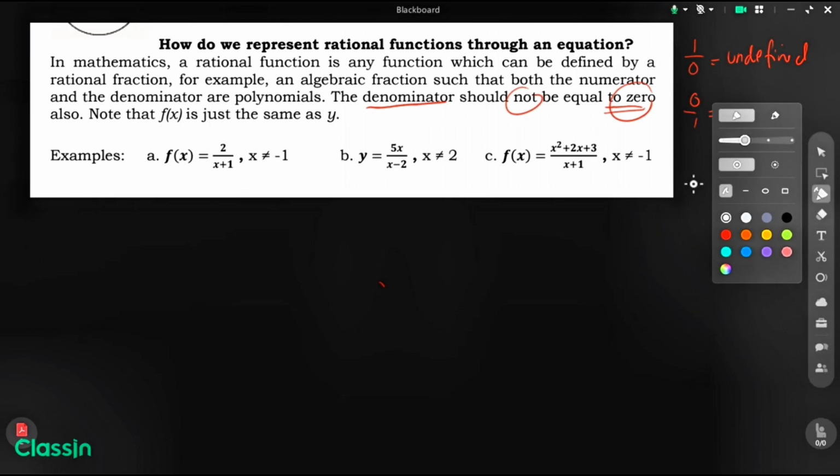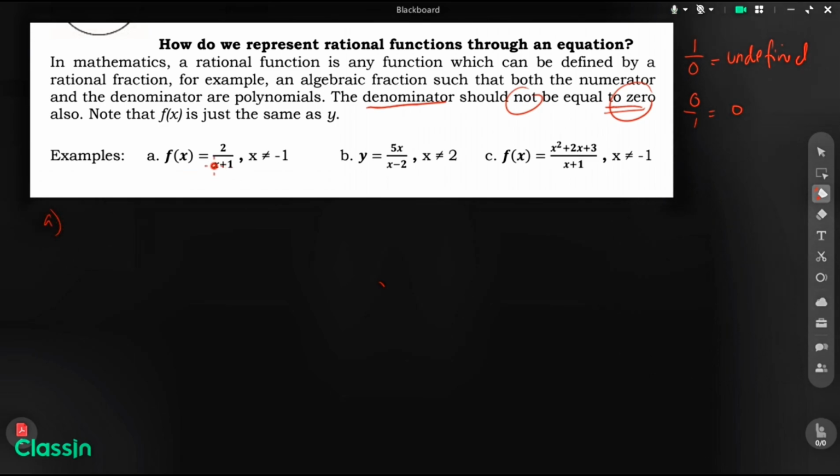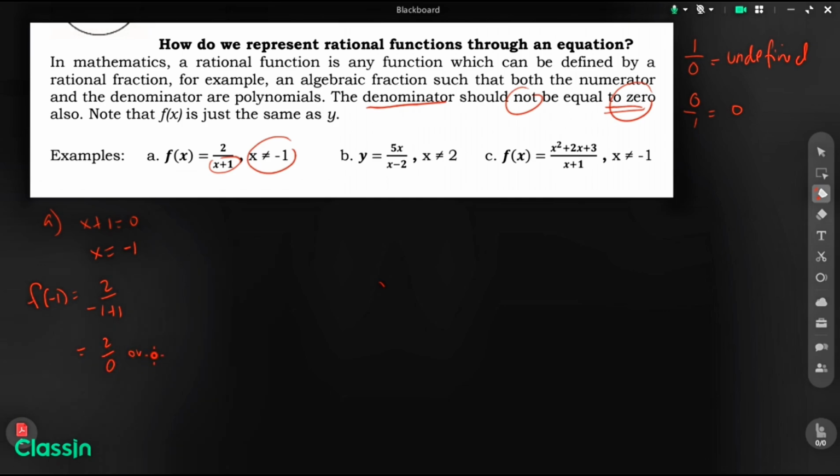So for example, we have the letter A. First, let's take the denominator, equate it to 0, and get the value of x. So we have -1. In this case, x must not be equal to -1. Let's check. F of -1 is equal to 2 all over -1 plus 1, which is 2 all over 0, or undefined. So it makes the rational function undefined. So x must not be equal to -1.